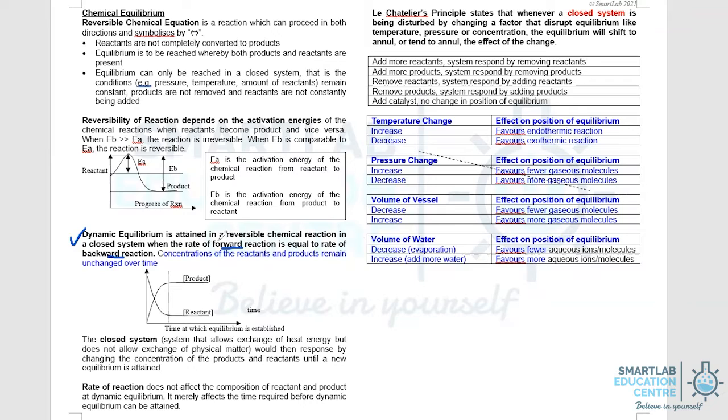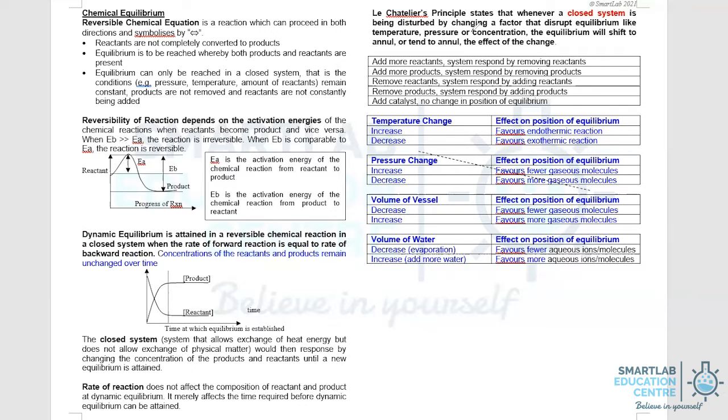It's imperative that in the exam you mention that the rate of the forward reaction is equal to the rate of the backward reaction. It will not be correct if you just state that the concentrations of reactants and products remain unchanged over time, because this can apply to an irreversible reaction where all the reactants have been converted to products.